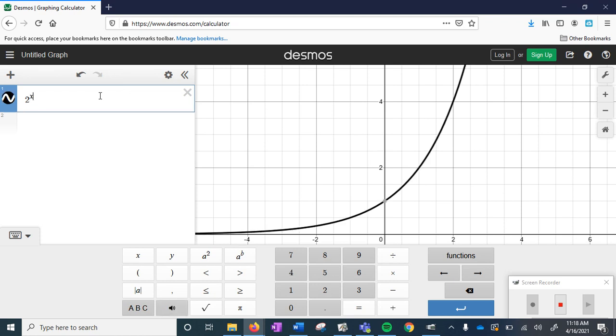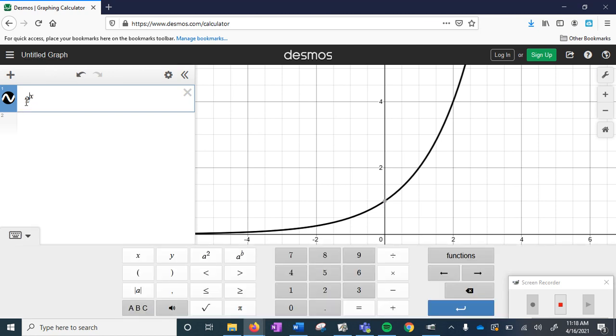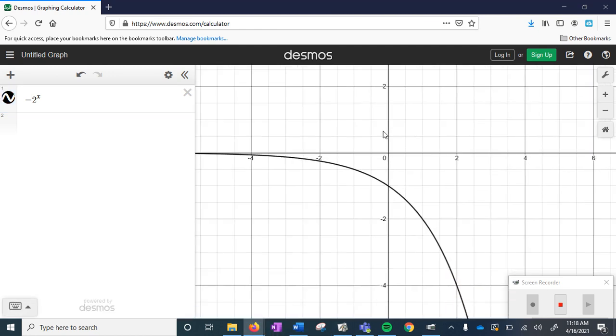There it is. It still has that (0, 1), because if I put in a 0, anything to the power 0 is a 1. Now watch what happens if I put a negative in front. Boom, it just flipped over the x-axis. Does that affect the domain if I do that? No, it still goes from negative infinity to positive infinity.